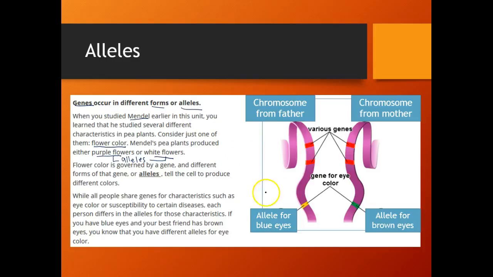Okay, and the same thing is true in our DNA. Remember, you always get one chromosome from your father, one chromosome from your mother, and they each give you a copy of each gene. So let's say this person right here could have gotten the allele for blue eyes from their dad, and then the allele for brown eyes from the mom. So you don't have to get the same allele from each parent, they can be different. Again, alleles are different versions of a gene.